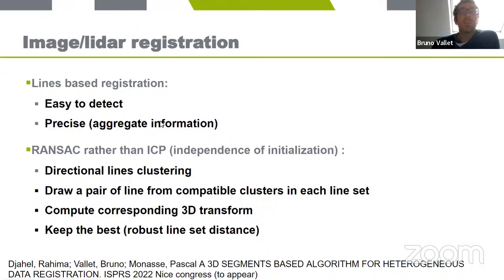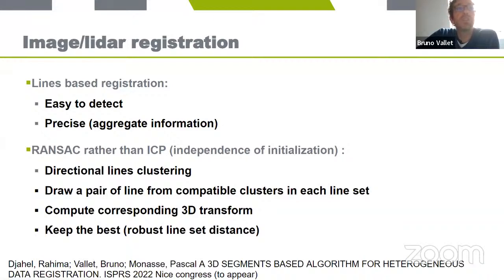Now there are other things that you might want to register, and in particular, if you're using image and LiDAR that was not acquired with the same platform, you might want to register data from these heterogeneous sensors. So we proposed very recently a line-based registration algorithm to deal with this issue. Why lines? Because lines are easy to detect both in image and in LiDAR.